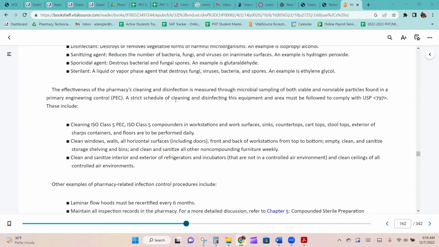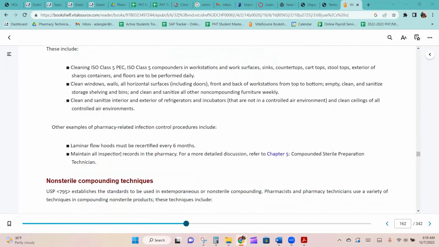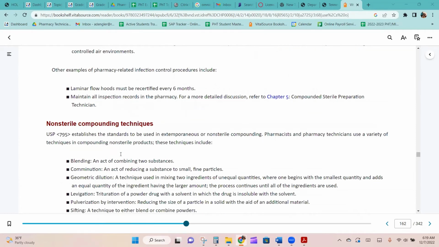A strict schedule of cleaning and disinfecting this equipment area must be followed to comply with USP 797. So we have cleaning ISO class 5: clean window stalls and all horizontal surfaces. Laminar flow hoods must be recertified every 6 months. Maintain all inspection records in the pharmacy.